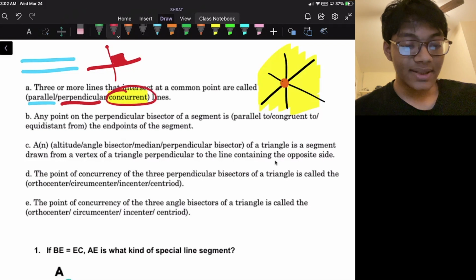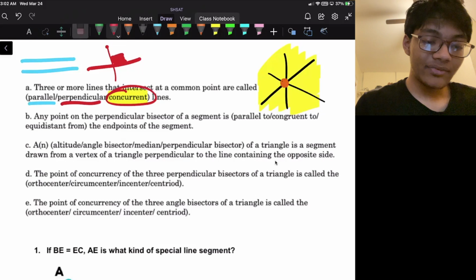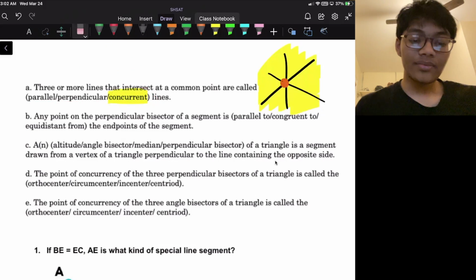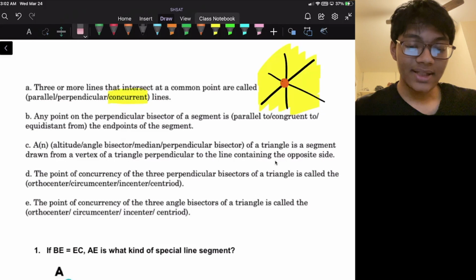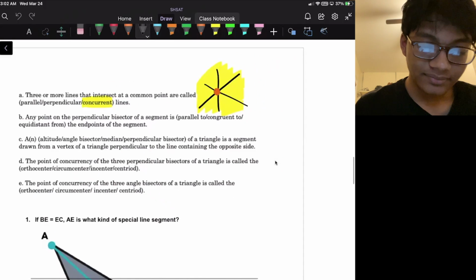Our next one up is, any point on the perpendicular bisector of a segment is, let's erase these so we don't get confused. So any point on a perpendicular bisector of a segment is blank from the endpoints of the segment. So what does that mean? So let's draw a picture.